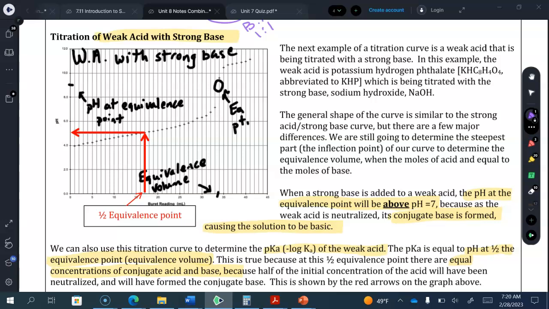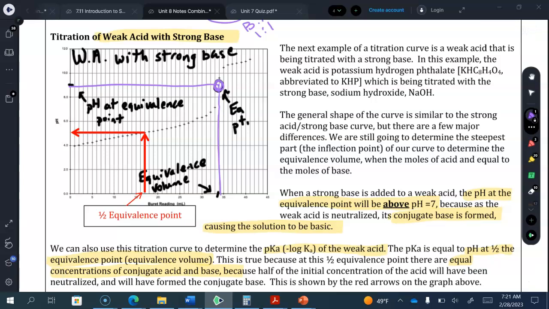This example of a titration curve is a weak acid titrated with a strong base. In this example, the weak acid is potassium hydrogen phthalate, abbreviated to KHP, which is being titrated with a strong base, sodium hydroxide. The general shape of the curve is similar to the strong acid, strong base curve, but there are a few differences. We are going to determine the steepest part, or the inflection point, of our curve to determine the equivalence volume when moles of acid are equal to moles of base, which is right here. So this would be it.